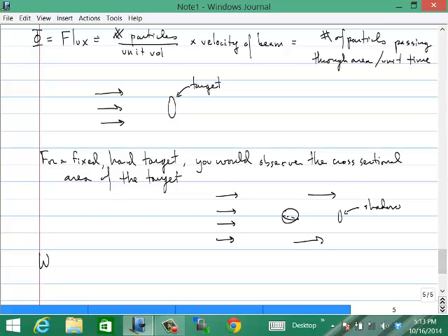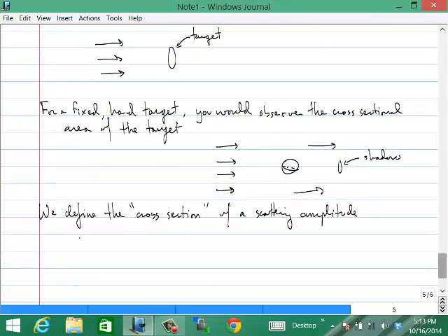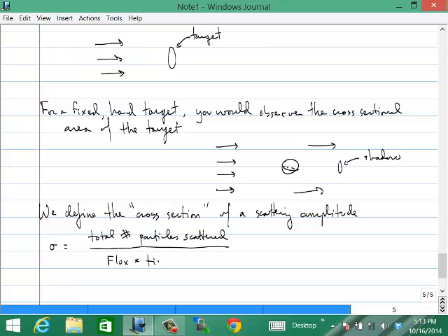So in general, we define the cross-section of a scattering process as follows. We define it as the total number of particles scattered per unit flux per unit time. Okay.